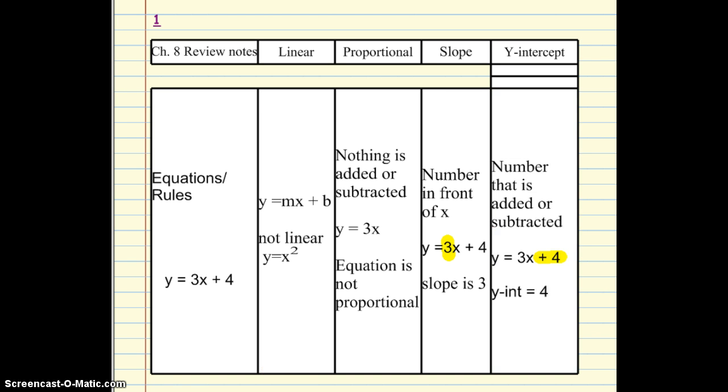All right, so this is your review notes, your template that you will need to study from and know how to find from tables, from graphs, from equations, when they are linear, when they are proportional, how to find the slope, and how to find the y-intercept.